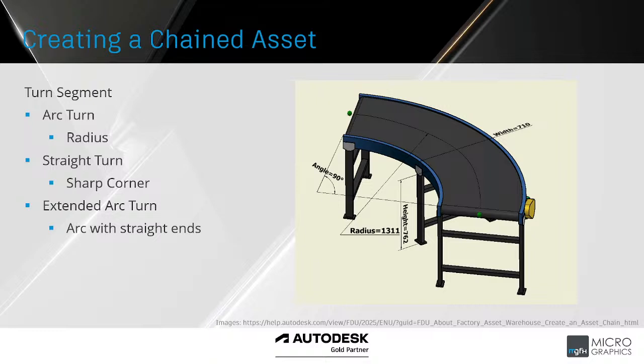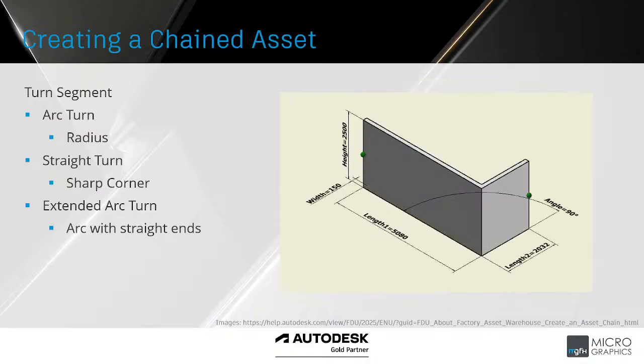Here we have the conveyor belt. We have what is known as an arc turn. And the important thing here is the radius. We have that radius set. But you'll see we also have height, width, and angle. So the arc turn gives us a radius in the corner. We also have a straight turn option, which gives us a sharp corner. Here we have a length 1 and a length 2. This example of a wall has the 2 sides of the wall, length 1 and 2, and the connectors on either side, as well as a corner angle, height and width.